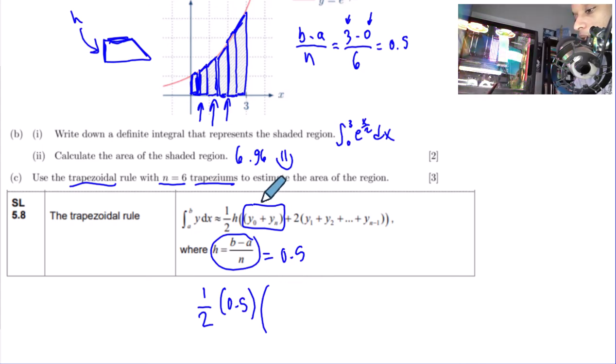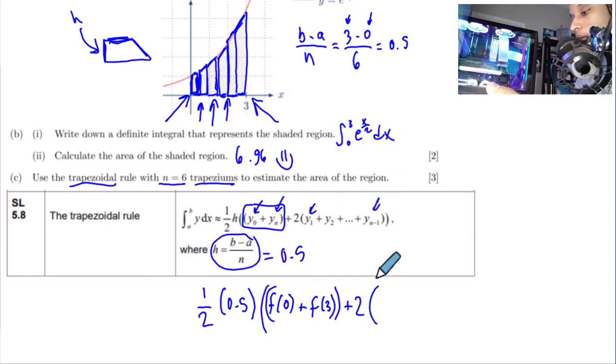So they want the f of 0 from the beginning and then from the end. Our first part is f of 0, because that's where our interval started at 0, right here. Plus, at the end, it ended right here at 3, f of 3. That's the first part. The second part is 2 times everything else. So now, this is y1 all the way up to yn minus 1. It just wants the f value, or the y value, for everything in between.